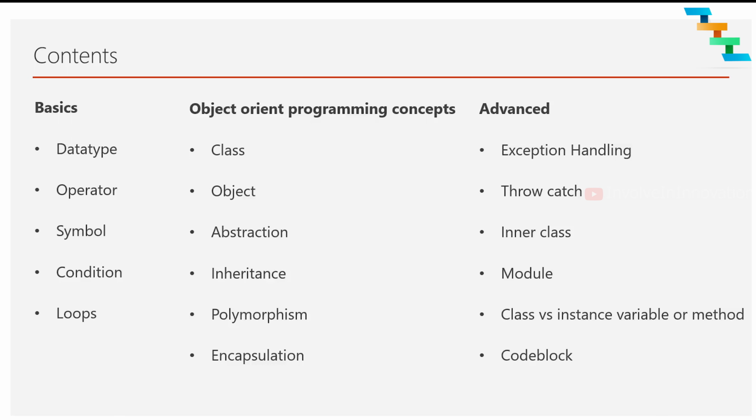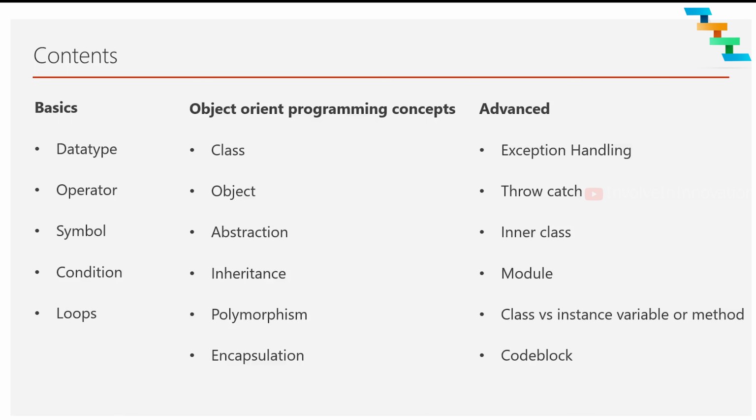The contents in this video, we will cover in 3 different chapters. First chapter is basics. In the basics, we will see about data types, what are the different data types available in Ruby, what are the different operators available in Ruby, and what is symbol, and we will see about the conditional statements in Ruby, and we will see about the loops in Ruby.